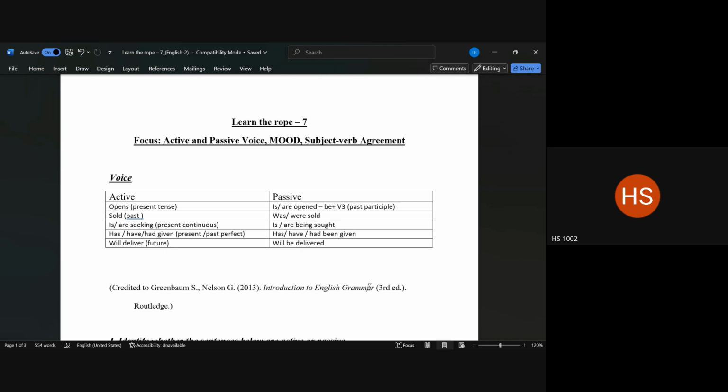Intransitive verbs which do not have any object, like jump, or no, not eat, eat is transitive. So jump, see, walk, run, right? All of these are intransitive verbs. They don't have any object. So such verbs that are intransitive in nature, they will not have a passive form.